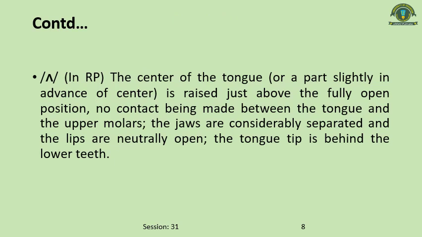How to elaborate in the light of received pronunciation? The center of the tongue, or a part slightly in advance of center, is raised just above the fully open position. No contact being made between the tongue and the upper molars. The jaws are considerably separated and the lips are neutrally open. The tongue tip is behind the lower teeth. And this is the explanation.